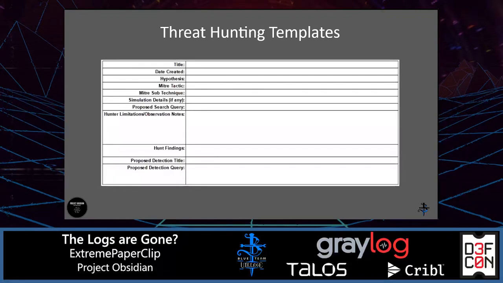To document these threat hunting exercises, we can use this simple threat hunting template. It contains a title, date created, our hypothesis, MITRE ATT&CK tactic, MITRE sub technique, simulation details, if any, proposed search query, and the limitations and observation notes that we can summarize and expand on. And finally, our hunt findings with any recommendations. And then we'll have a proposed detection title, if any, and a proposed detection query. And what it's going to look like would be something like this.